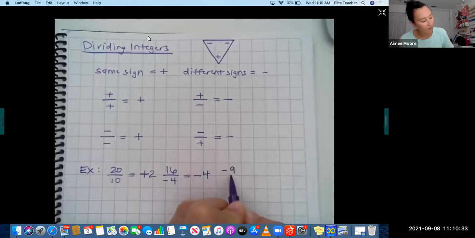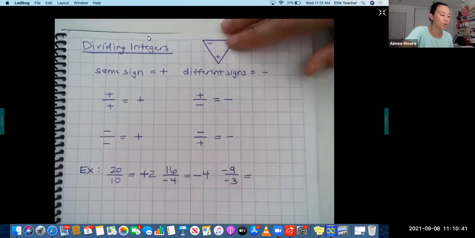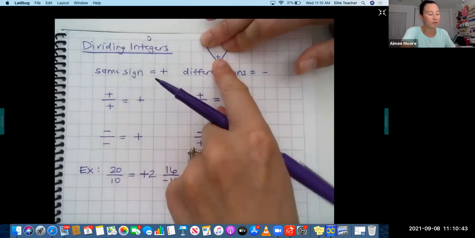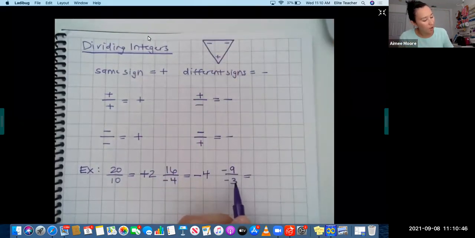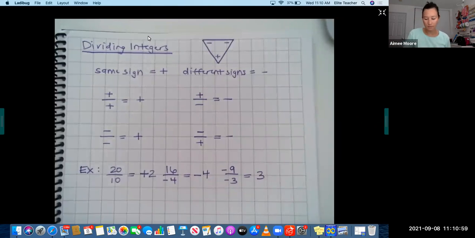Okay, what if we have -9 divided by -3? So we have the same sign because we're dividing a negative by a negative, which we can check up here. A negative divided by a negative leaves us with a positive. And then 3 times what would give us 9? That is 3. And then you can always check it. So 3 times 3 is 9. So we know we did it correctly. Any questions on the notes? No?